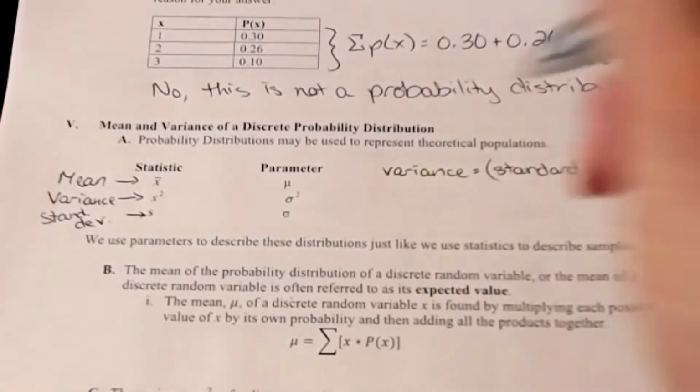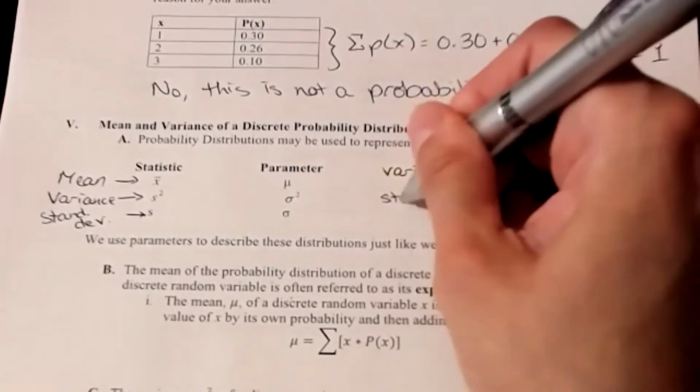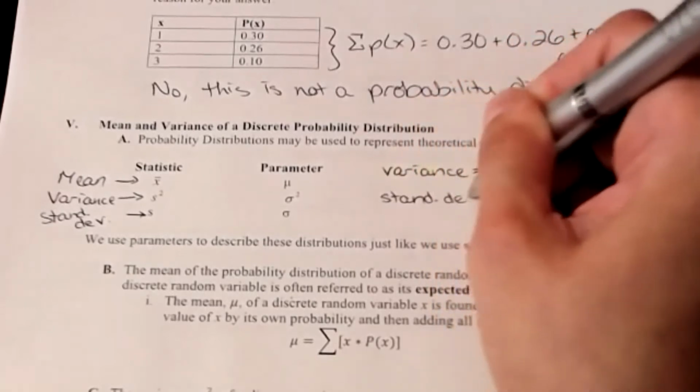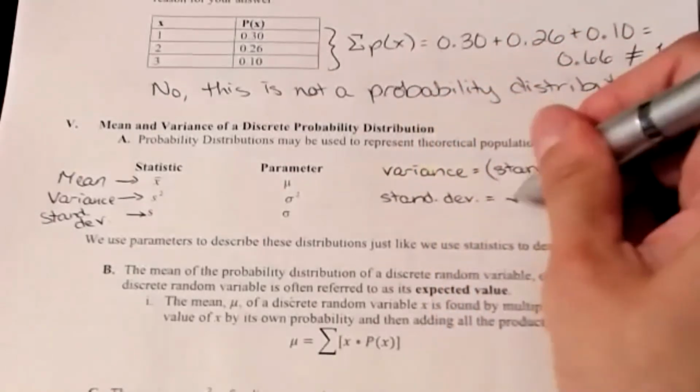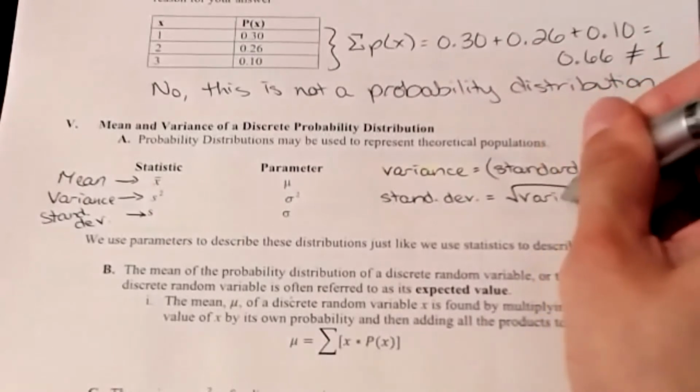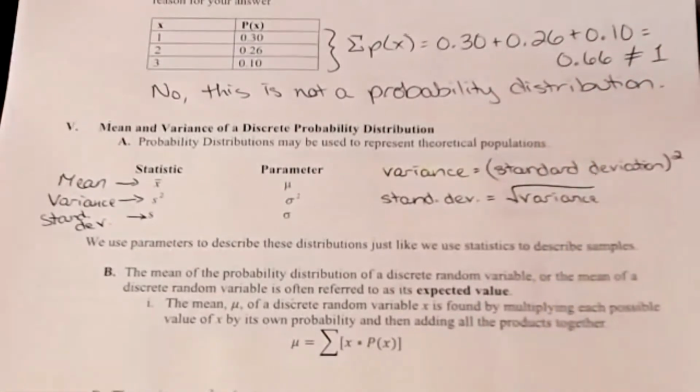Right? And we know that the standard deviation is equal to the square root of variance. Couple quick formulas that you should definitely keep in your minds.